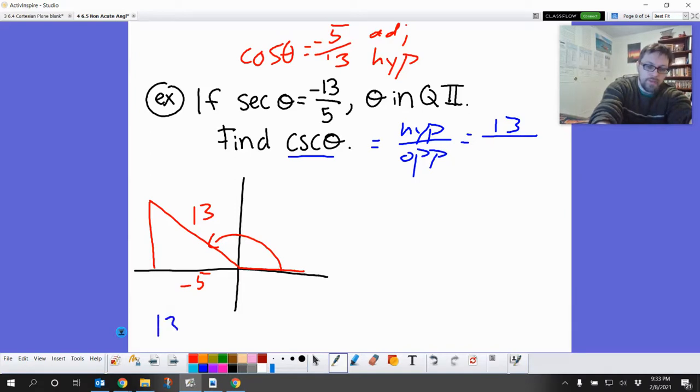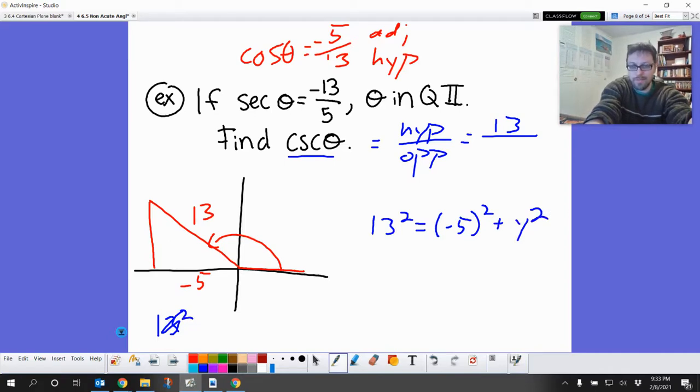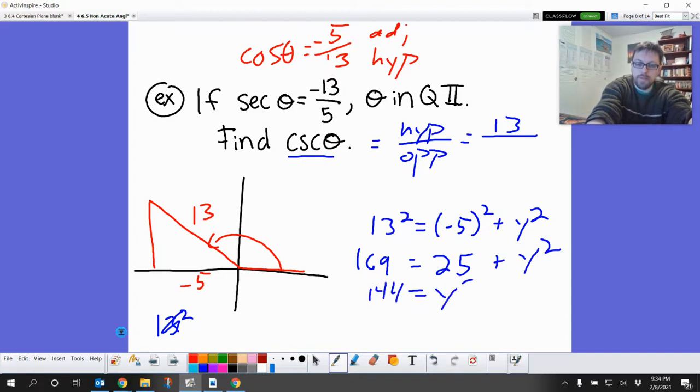So I've got 13 squared. Here, actually, let's do this over here. 13 squared equals negative 5 squared plus my y value squared, because it's the y value, so why not use y? So that's 169 equals 25 plus y squared. So subtract 25. So 144 equals y squared. Square root, we get plus or minus 12 equals y.